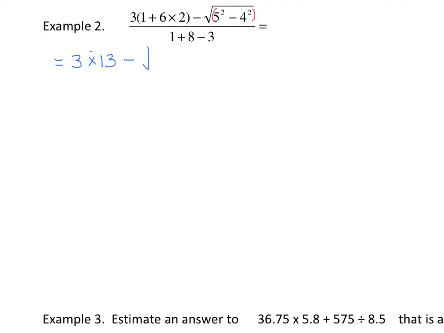and then we've got the square root sign, and we can evaluate what's inside the bracket under the square root sign. 5 squared is 25, 4 squared is 16. Underneath, in the denominator, 1 plus 8 minus 3. Okay. The first line there, the problem we were given, is exactly equal to our second line of working. What happens next?